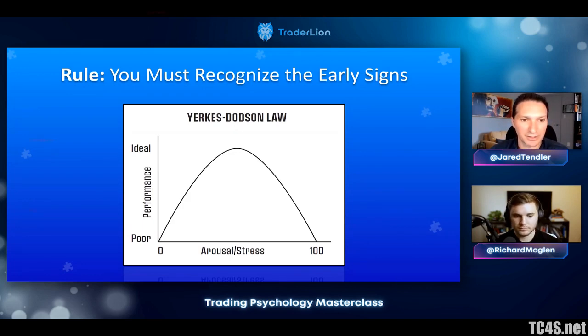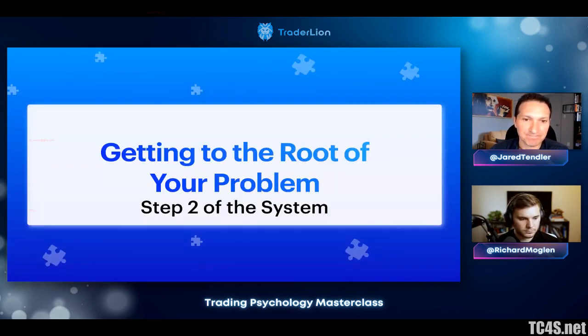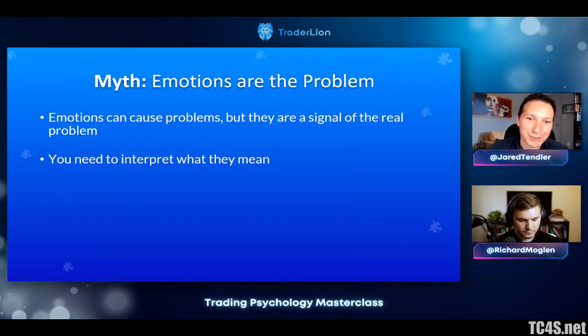I just want to move on now to the next step here. If emotions are signals of a problem, as I mentioned, the second step here is getting to the root of the problem. And again, many of you see the greed, the fear, the FOMO, the anger issues as the problem, but that's a myth. Emotions are signals of the problem, and they're one of many signals, and we'll get to that soon in the mapping pattern here.